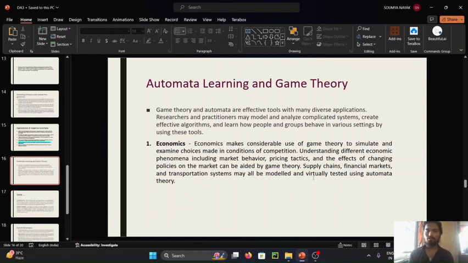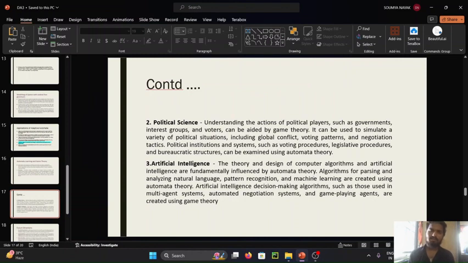So what it is telling: game theory and automata are very effective tools with many diverse applications. Researchers and practitioners may model and analyze computer systems, create effective algorithms, and learn how people and groups behave in various settings by using these tools. In the economic section, economics makes considerable use of game theory to simulate and examine choices made in conditions of competition. Understanding different economic phenomena, including market behavior, pricing tactics, and the effects of changing policies on the market, can be guided by game theory. Supply chains, financial markets, and transportation systems may all be modeled and virtually tested using automata theory. So basically, it is telling how an economic way can be held and implemented in this sense. The same goes for political science and artificial intelligence, how it can be moved into them.